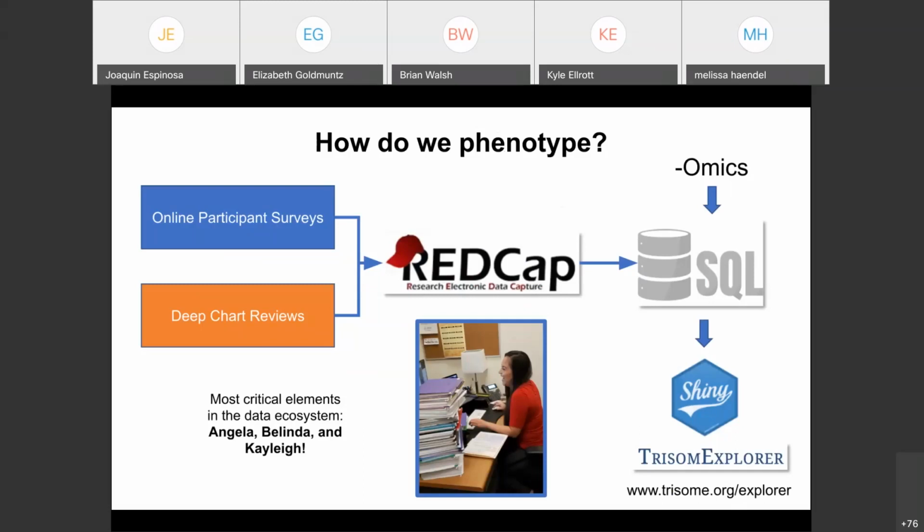And then all that goes into REDCap dictionaries that then can be fed into a SQL database with all the omics. And then on top of that SQL database, we can employ Shiny apps and set up a website to explore the multi-dimensional data set. I cannot emphasize enough that the key element here in this data ecosystem is the clinical coordinators looking at those medical records, at those participant surveys, and curating that data.